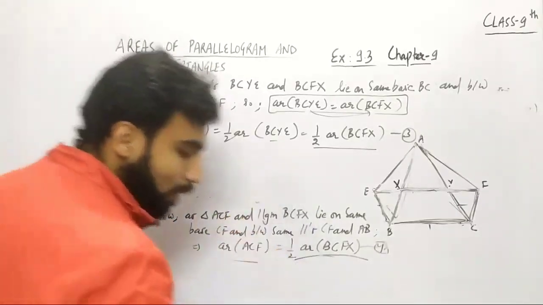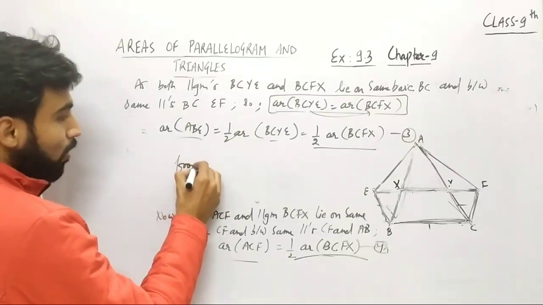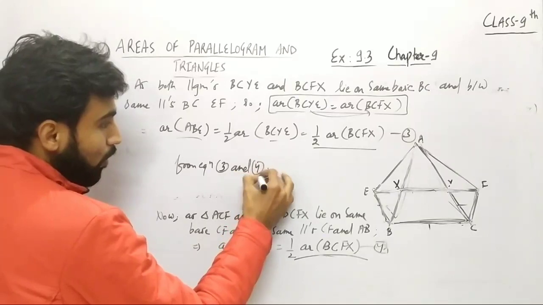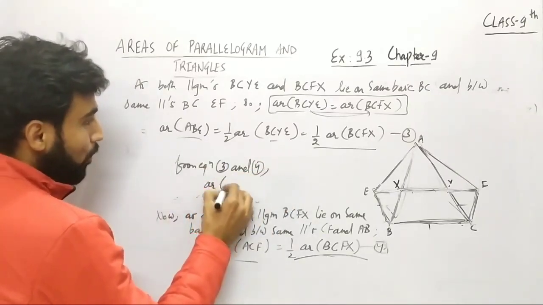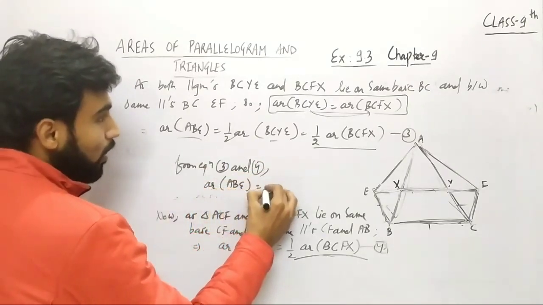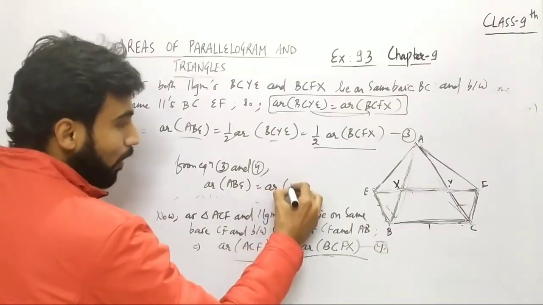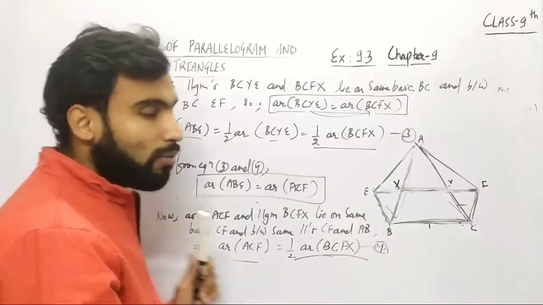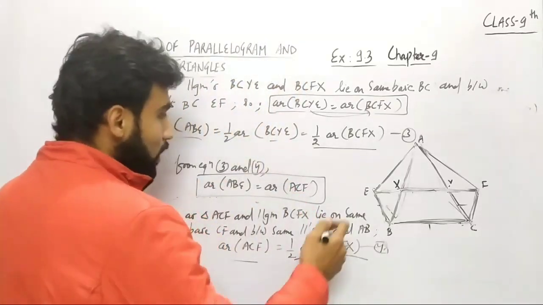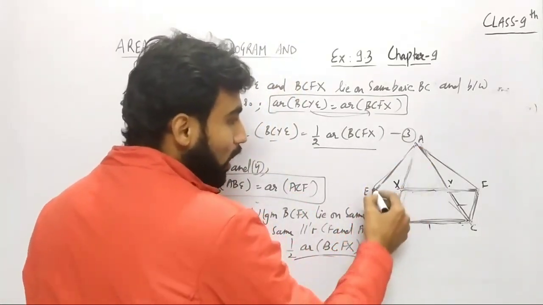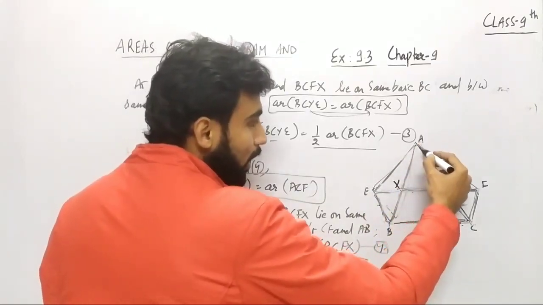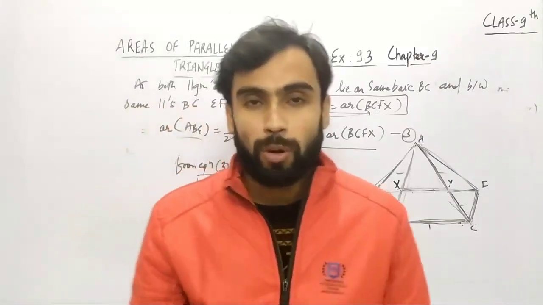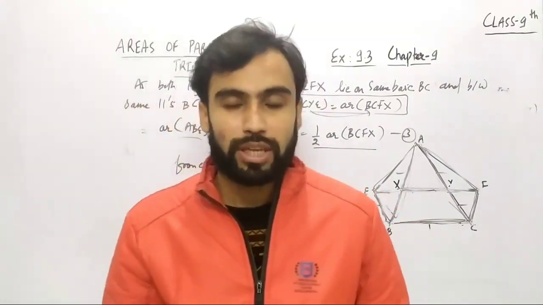So you can say from equation number third and fourth, we can say that area of triangle ABE is equal to the area of triangle ACF. And this is what we have to prove in this question from the starting, that you can see that ABE, this triangle here, is equal in area to the triangle ACF. And this is what we have to prove in this question. So I hope you all have understood how to solve these type of questions.